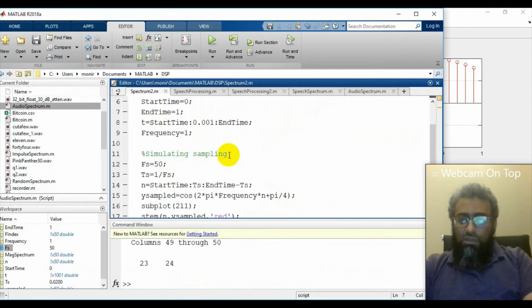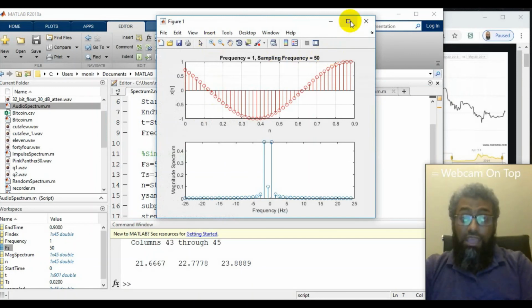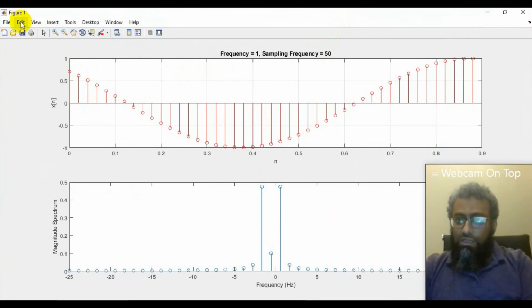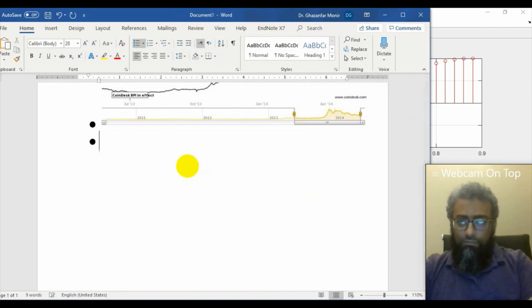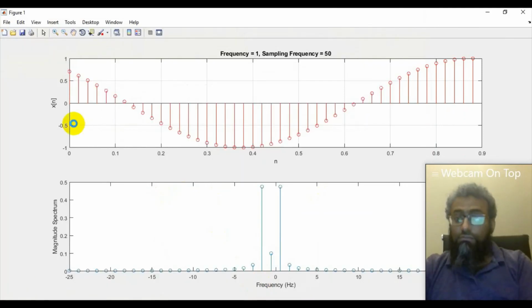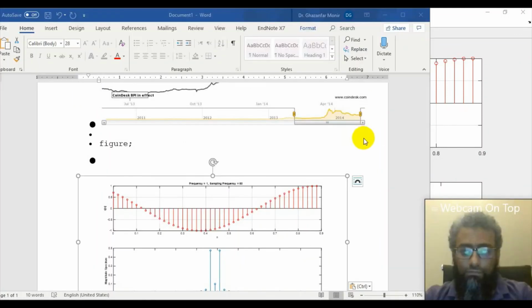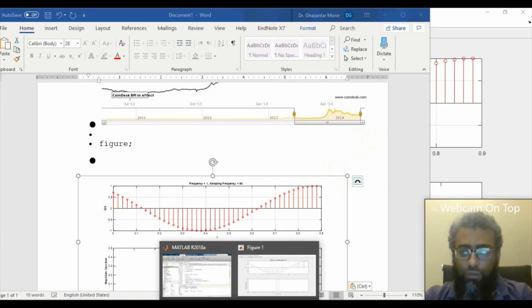So it's 0.9. I ran the program again. And we can see here, मैं इसको कॉपी भी कर लेता हूं ताकि अगर हमें रेफरेंस करना हो तो बाद में हम इसको यूज कर सकें. No, my laptop is playing games with me. So I have copied it now.